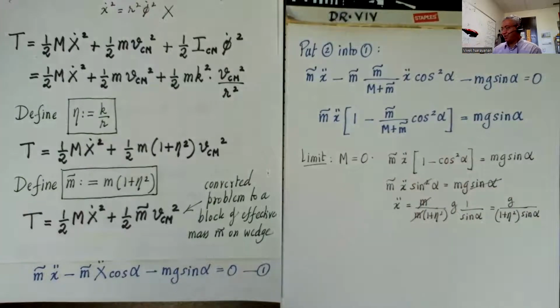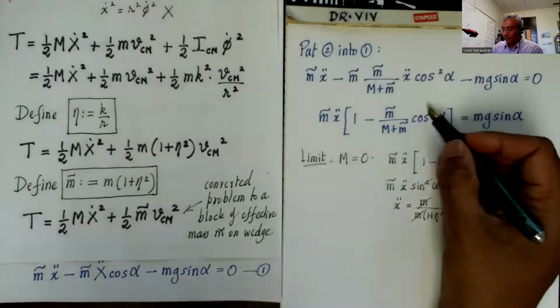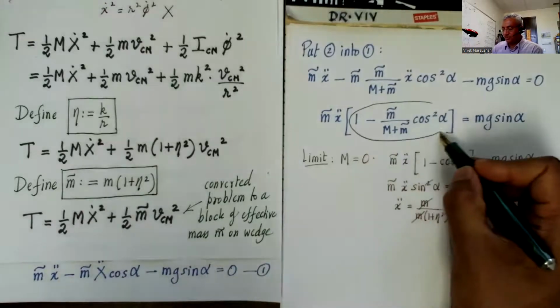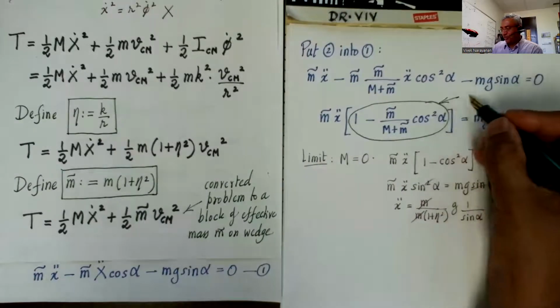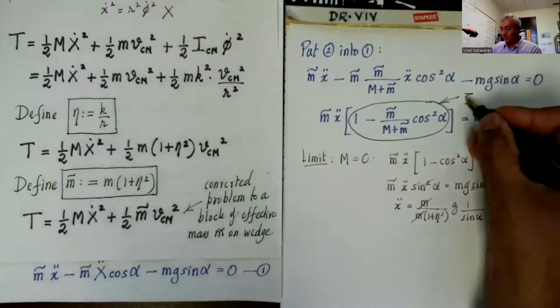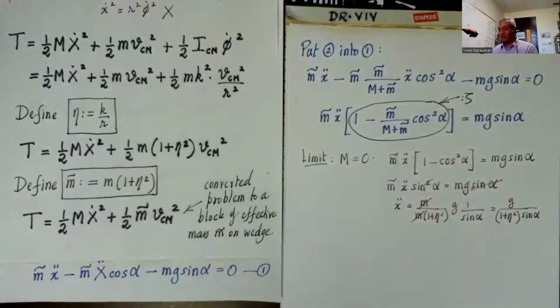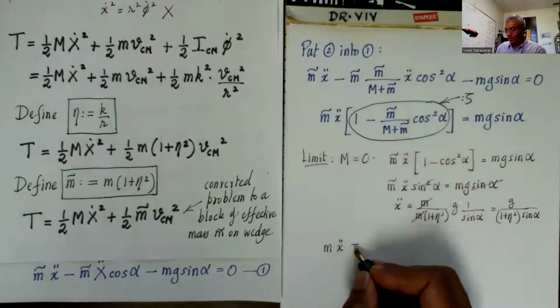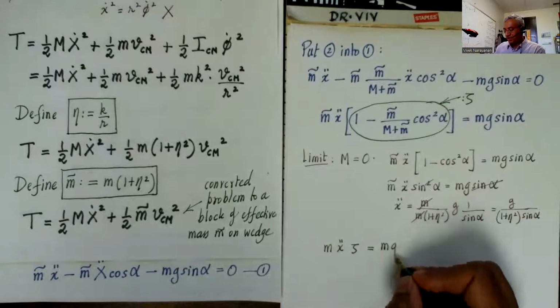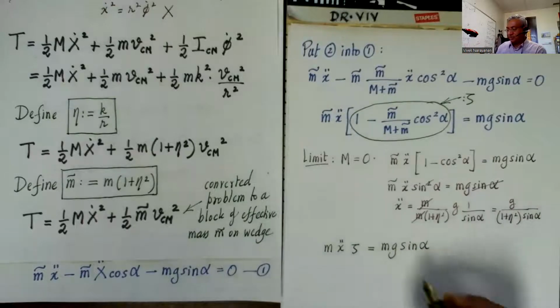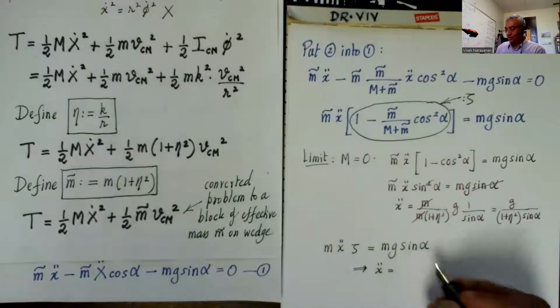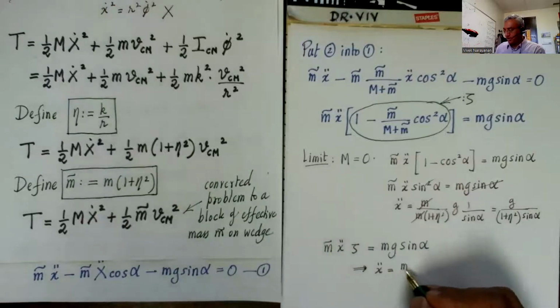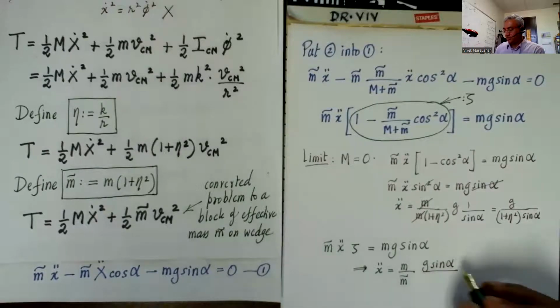Now, this quantity is all constant. There is no reason for me to keep carrying it around. So what I'll do is I'll call this yet another definition. This is par for the course in higher level work. You keep defining new things. So I'm going to define this to be zeta. Okay, so now I can write m tilde x double dot zeta equals mg sine alpha. And that tells me what x double dot is. It's m over m tilde times g sine alpha over zeta.